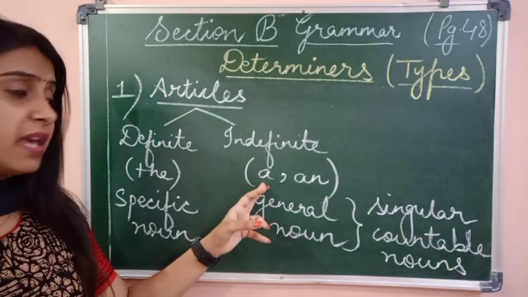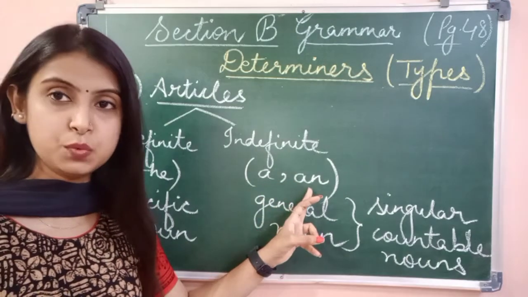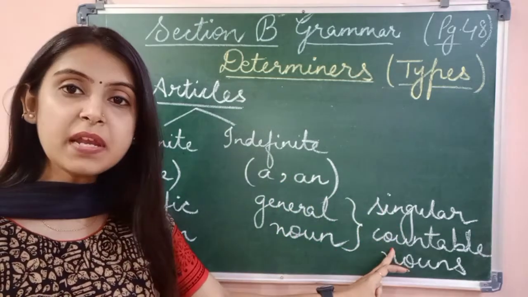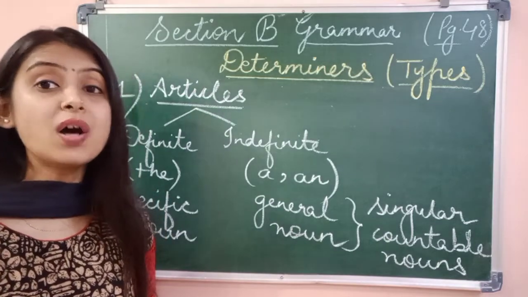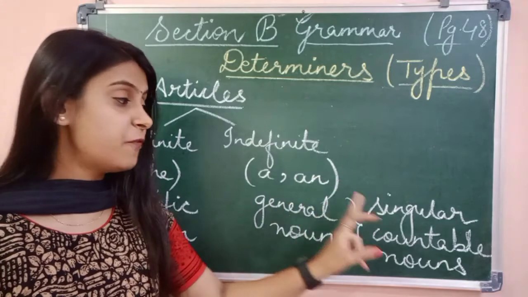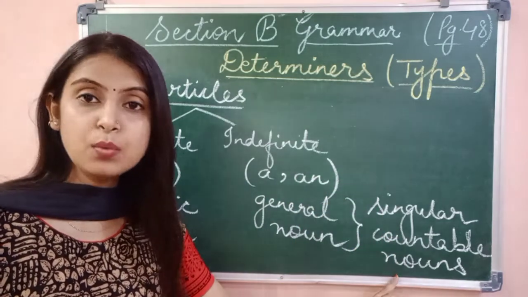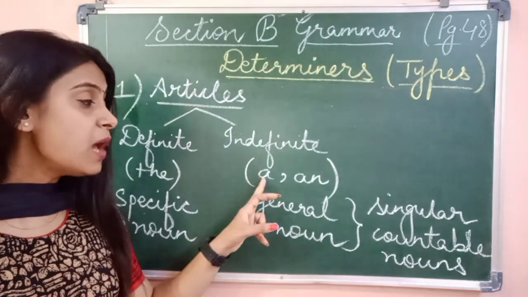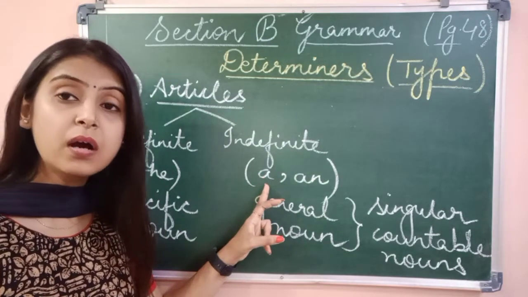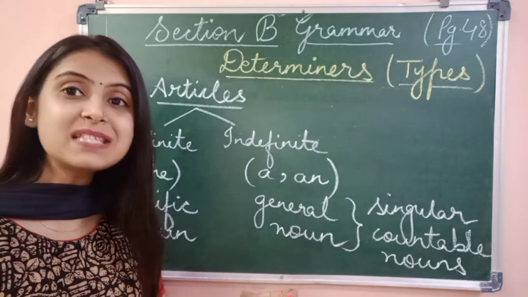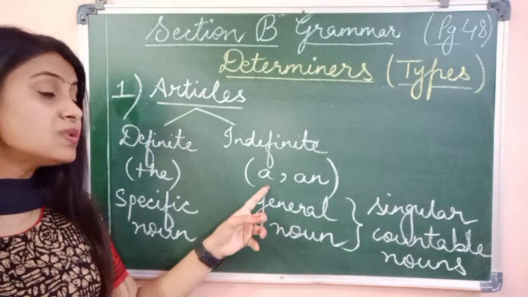Now, where is a used and where is an used? A is used before singular countable noun which has a consonant sound. Okay. And an is used before singular countable noun that has a vowel sound. For example, I want a book to read. Then book. So book starts with a consonant sound, so we'll use a.